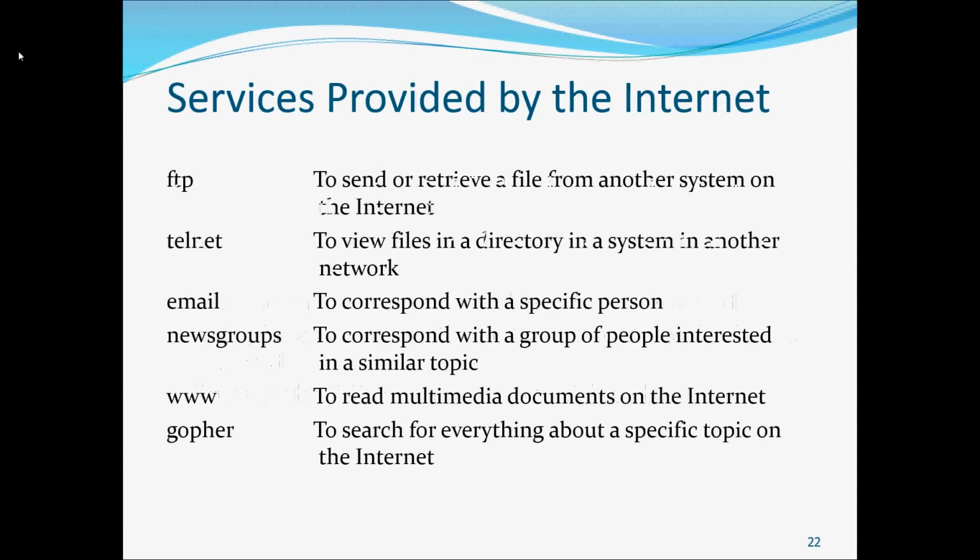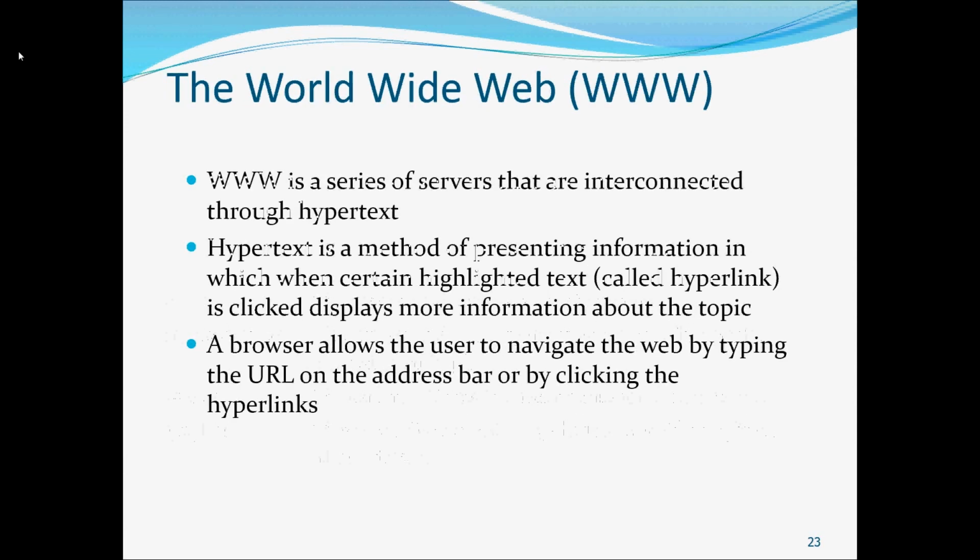Now here are examples of some services provided by the internet. You have FTP, Telnet, email, news groups, and the popular www. And Gopher is already something that's antiquated. Now, www is a series of servers that are interconnected through hypertext. And hypertext is a method of presenting information in which when certain highlighted text called hyperlinks are clicked, it displays information about the topic. A browser allows the user to navigate the web by typing the URL on the address bar or by clicking the hyperlink.